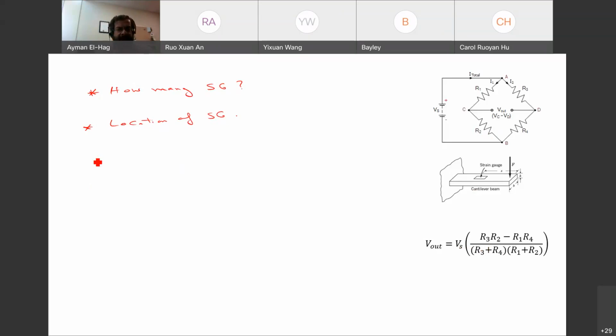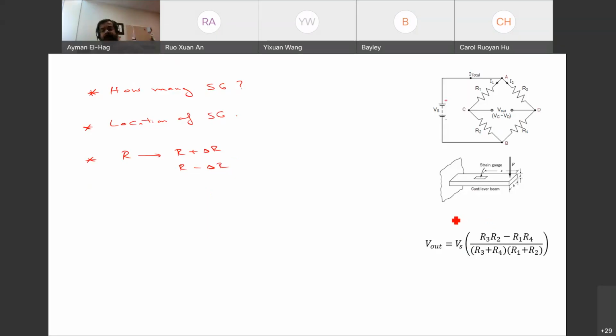Then you need to know whether this R will change to R plus delta R or R minus delta R. Based on the force direction, you need to know whether this strain gauge will be elongated or compressed. If it is elongated, then R will increase. If it is compressed, then R will go down. And that's it. That's all you need. You don't even need to simplify the formula as we did when we derived it.